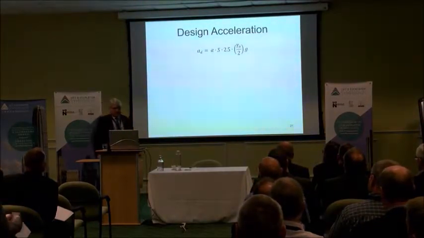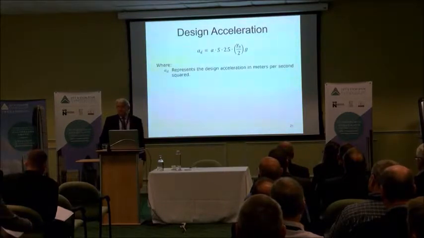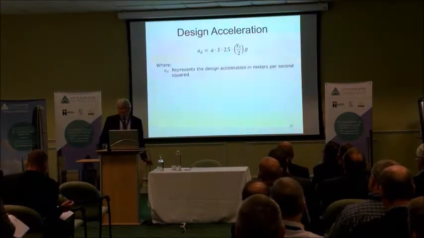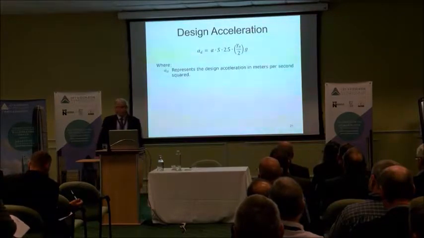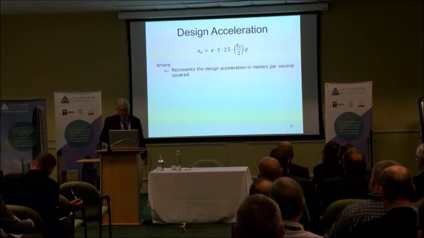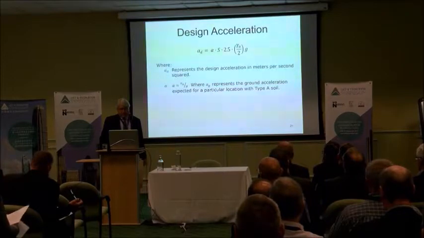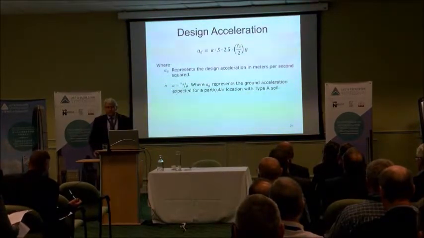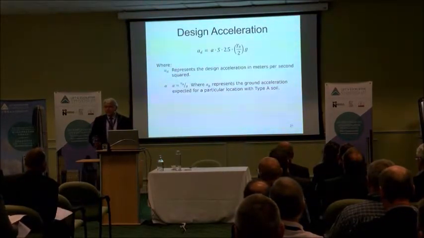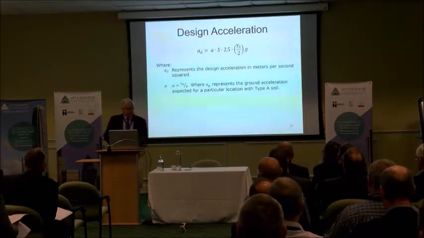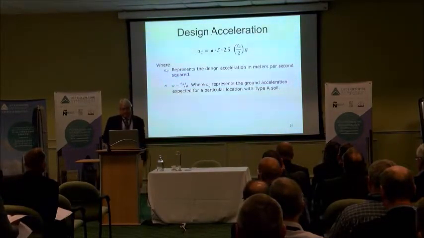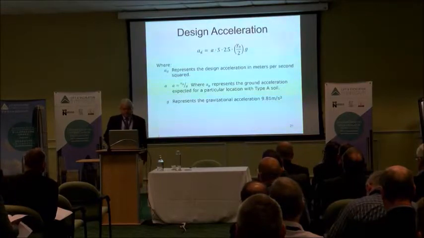as the final formula. This A sub D is the design acceleration in meters per second squared. This is what the equipment has to be designed to withstand. Then you have A, which represents the ground acceleration that you would expect to get from an earthquake at the particular site, and it varies obviously from site to site. And we'll take a look at a map of Europe in a little bit, and you can see what that is. And it's in a particular location with what's called type A soil. Type A soil is rock.